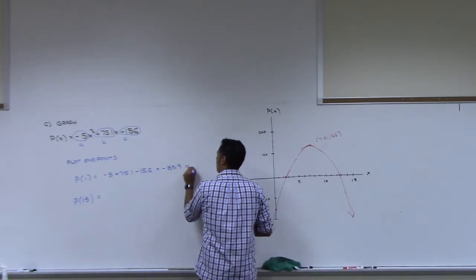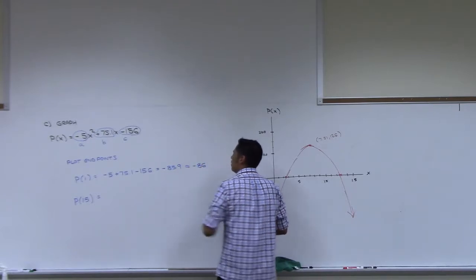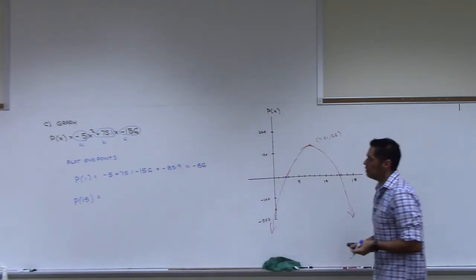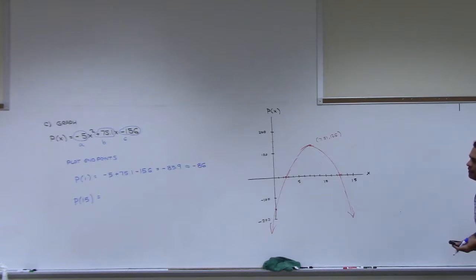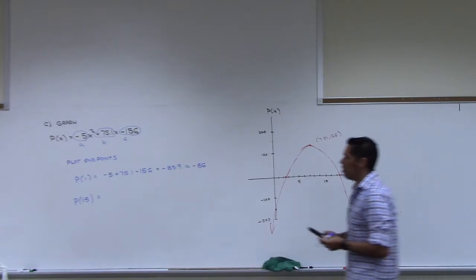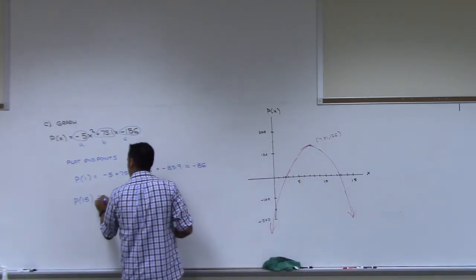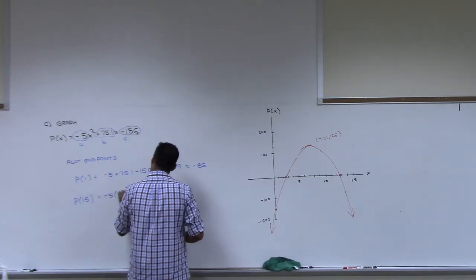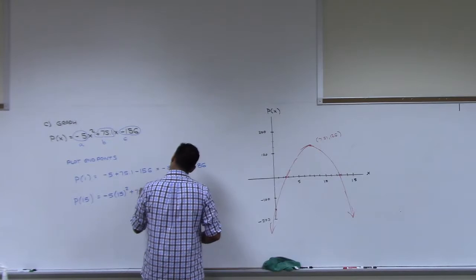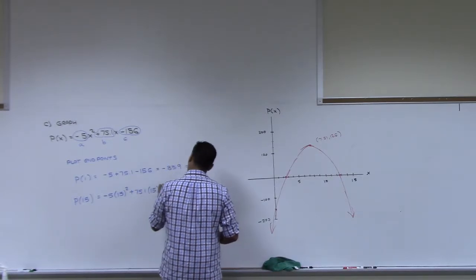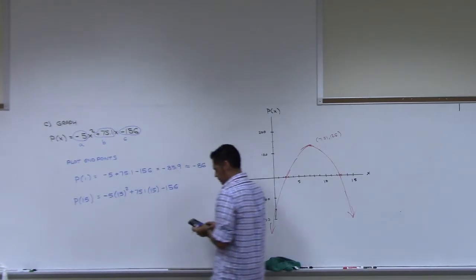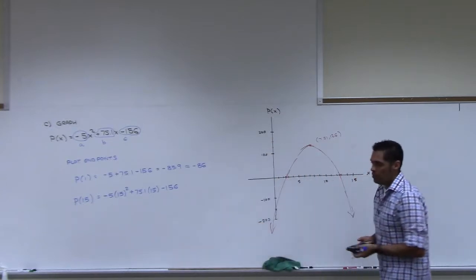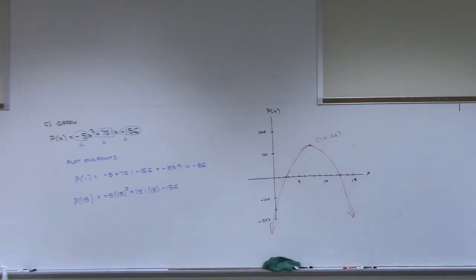85.9. Let's just round that to negative 86. And then if you plug in 15, this is going to be a little bit harder. You just have to make sure you square that 15 before you multiply it times negative 5. And why don't you go ahead and work that out, whoever's got a calculator, and then we're going to make a final analysis here.